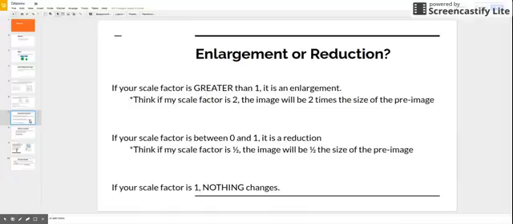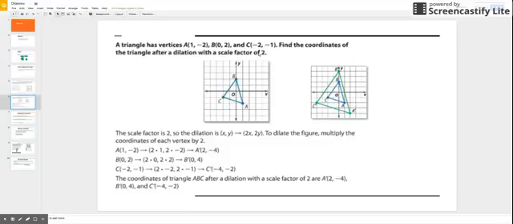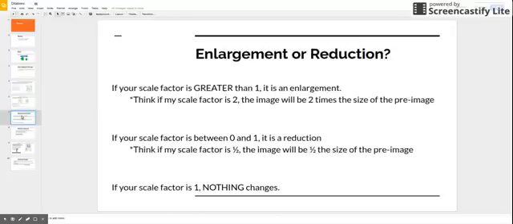If your scale factor is greater than 1, it is an enlargement. See here? Our scale factor was 2. It was an enlargement. From blue to green, it enlarged. So think, if my scale factor is 2, the image will be 2 times the size of my pre-image, okay?